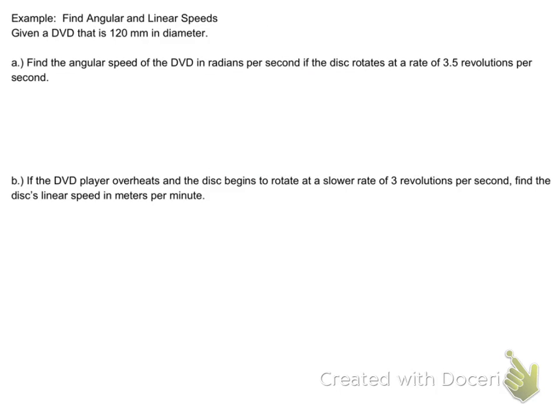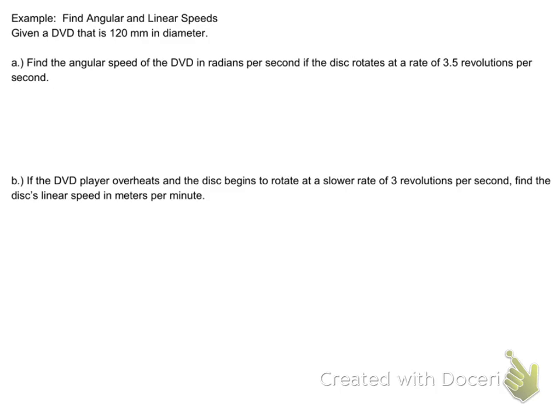So to do this problem, we're going to find the angular and linear speeds. We're going to be given the information that a certain DVD, I don't know if all of them are or not, but a DVD is 120 millimeters in diameter. We'll need that for part B, not for part A. Part A, or the first part, asks us to find the angular speed of the DVD in radians per second if the disk rotates at a rate of 3.5 revolutions per second.